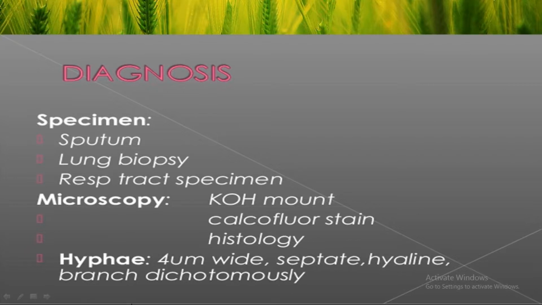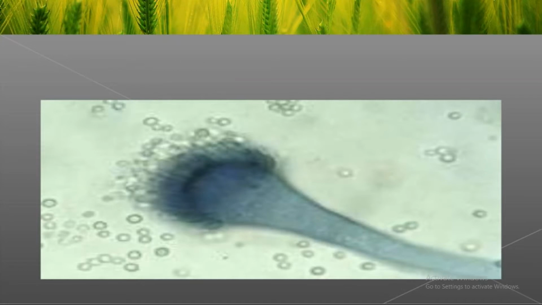So septate hyaline hyphae which branch dichotomously, that is, you can see them at about a 45 degree angle. There will be a 45 degree angle of branching of the septate hyphae. So then you can see the phialides and the conidia also.